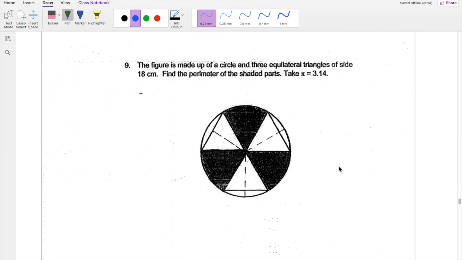Okay, question 9. The figure is made up of a circle and 3 equal equilateral triangles of side, so these 3 triangles, 18 cm. Find the perimeter of the shaded part. Okay, what we see here for this triangle, for this one, you can see this one, then plus the 6, the radius, right?